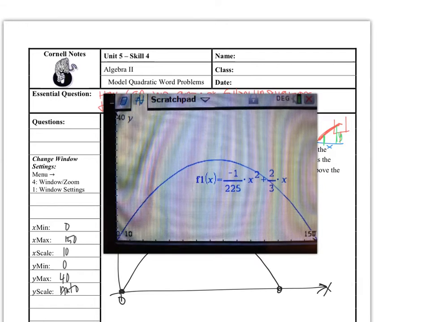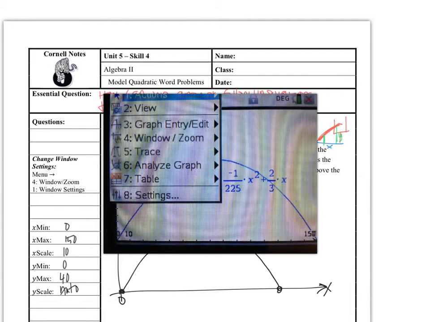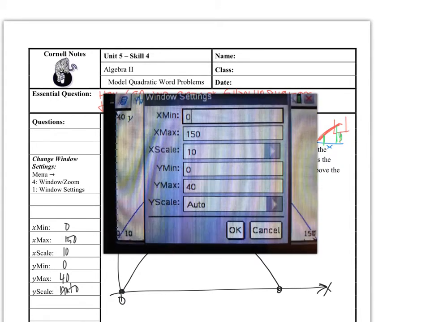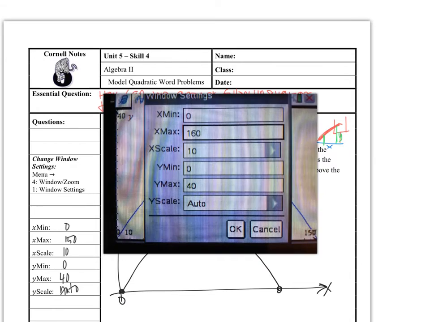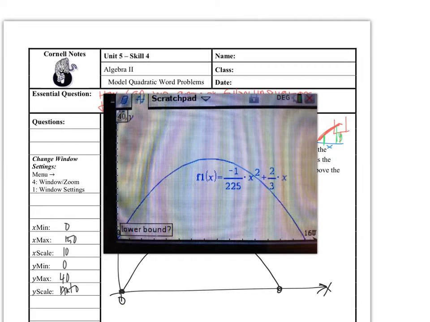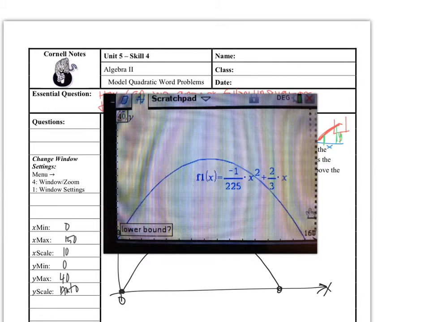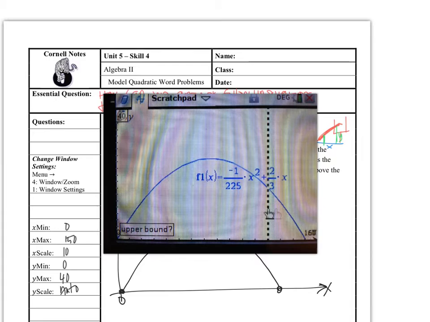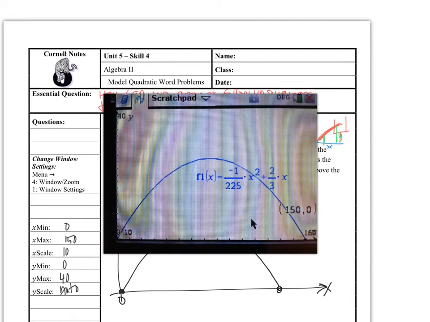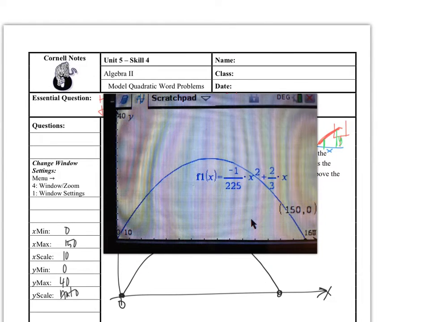Okay, so I might have to adjust my window because you can see I couldn't scroll any further. So I'm going to hit menu, adjust the max to be 160. Okay, now I should be able to scroll. 6, 1, lower bound, upper bound, ooh, it's popping up, is 150. So this point here is 150. I might also want to find that maximum, the vertex of this graph.